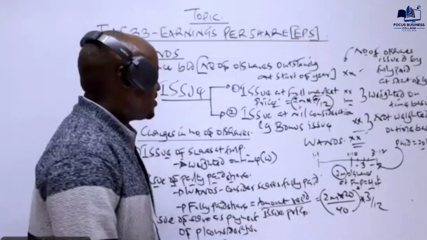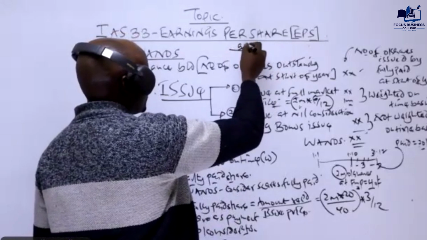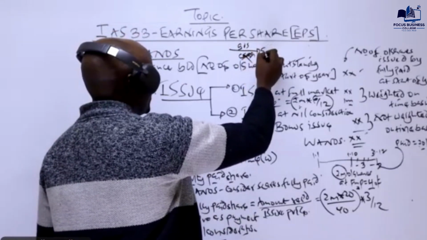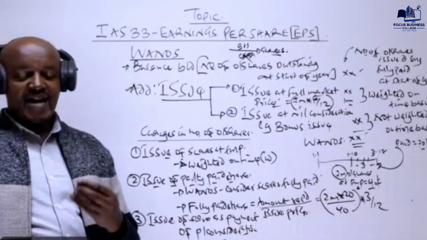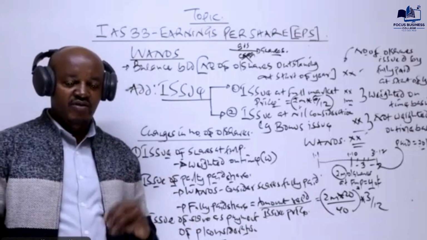Basically, what that means is that once you provide such service to the company, or maybe you sell goods to the company, the company will not pay you in cash, but basically the company will issue you with shares as a form of payment. Remember, shares is an asset. So the company will issue you with shares as a form of payment.